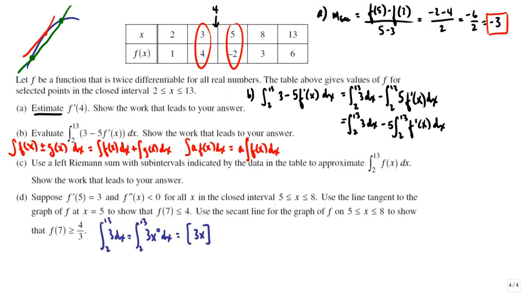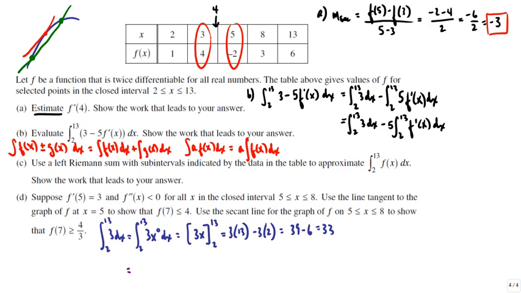I can actually use the constant multiple rule here again with this, but it's maybe simple enough that I don't need to do it at this point. So what I have is I want to evaluate 3x at 13 minus 3x at 2. 3 times 13 is 39. 3 times 2 is 6. And that gives me 33.